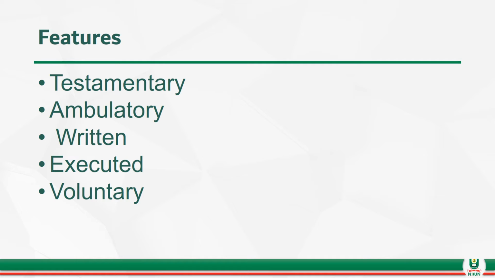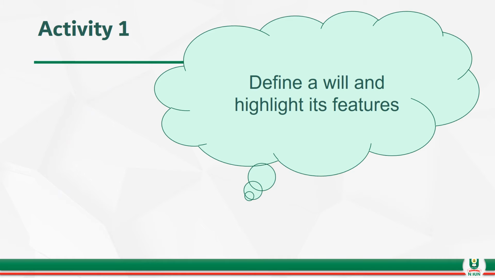Then of course it is written, and then it is executed by the testator and witnesses. There are specific rules for that, and it is voluntary. Another feature is that it is also made by someone with a sound disposing mind. So for your first activity, I'd like you to define what a will is and to highlight the features of a valid will.